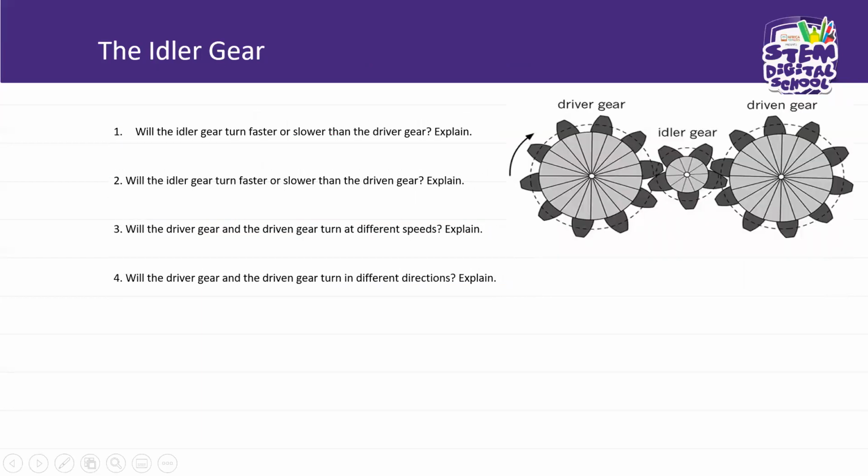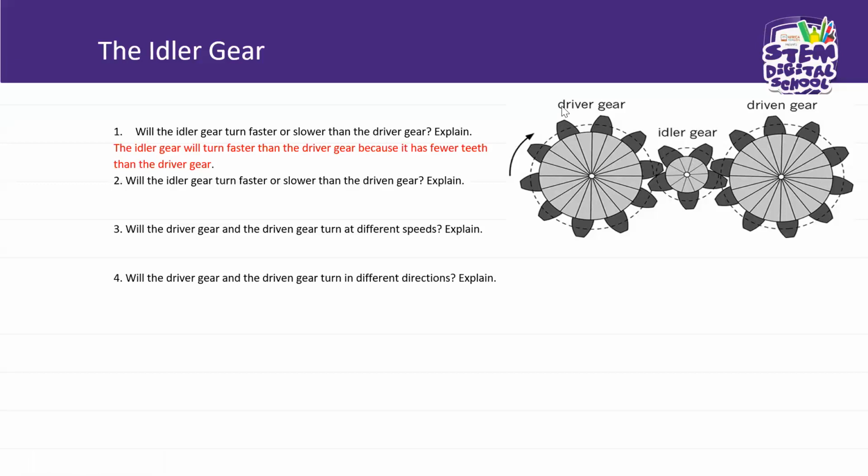Now let's just revise the idler gear. Will the idler gear turn faster or slower than the driver gear? This is the driver. This is the driver. This is the idler. Okay. What's your answer? I want to get to your chat. All right. Okay. The idler gear will turn faster than the driver because it has fewer teeth than the driven gear. It will turn faster. Yes.